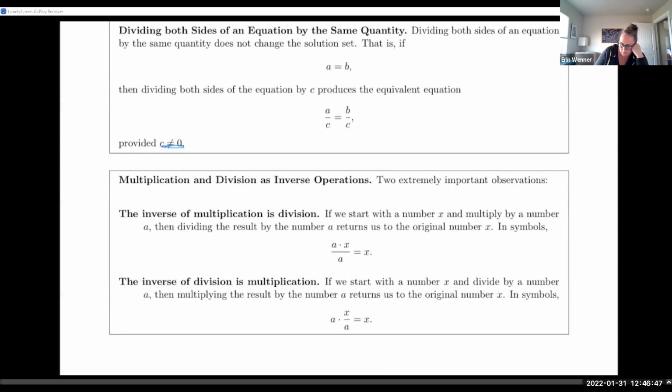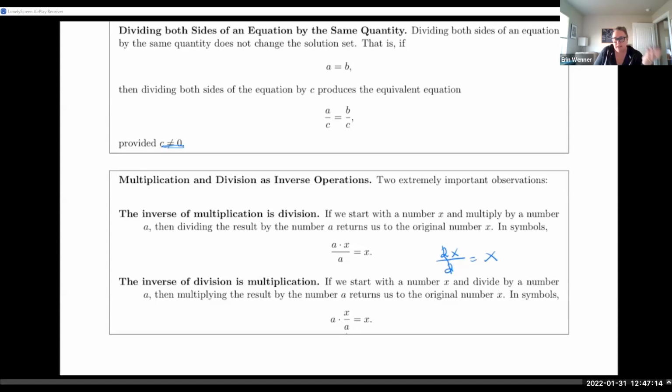So here's what they're saying. If I have 2 times X and I divide this amount by 2, the 2's will cancel and I'll just be left with X. The same is true for division, right? The inverse of division is multiplication. So if we start with some value X divided by a value A, then multiplying the result by the number A returns us to the original number.